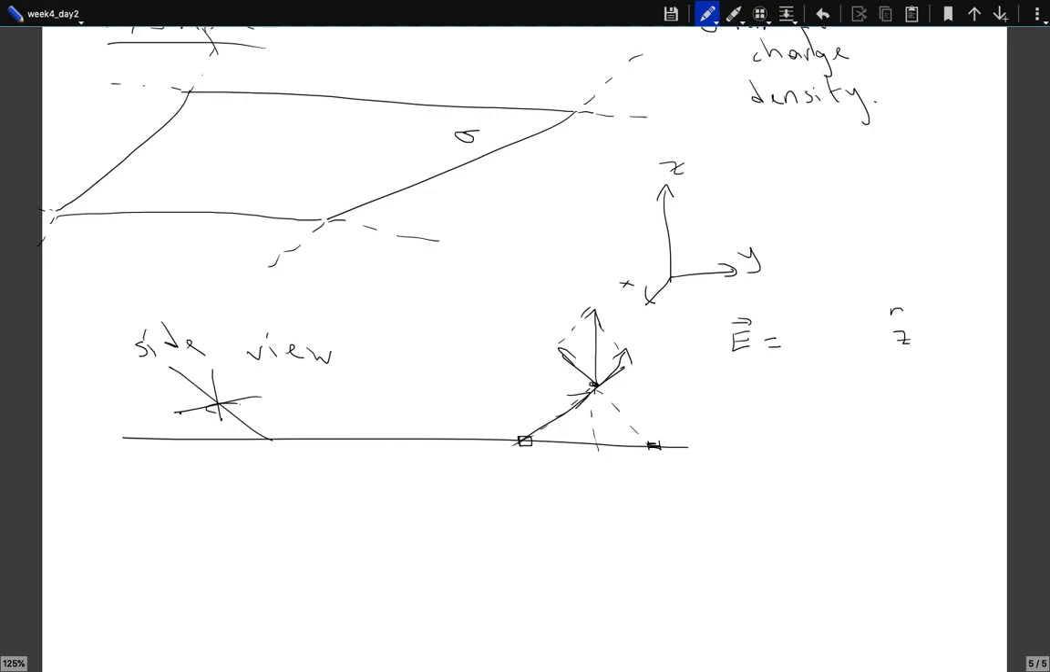It has to start from the plane, from the positive charge, and the only possibility is that it has to be pointed upward. Of course, it has to be pointed upward on the top and downward on the bottom. At this point, it should be pointed upward. At this point, it should be pointed downward.